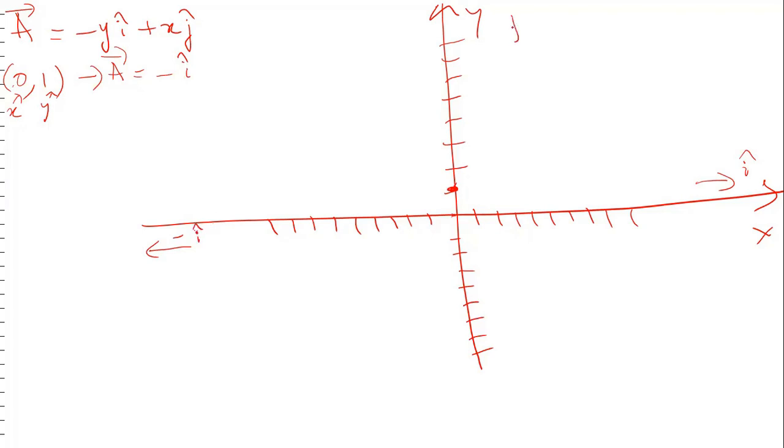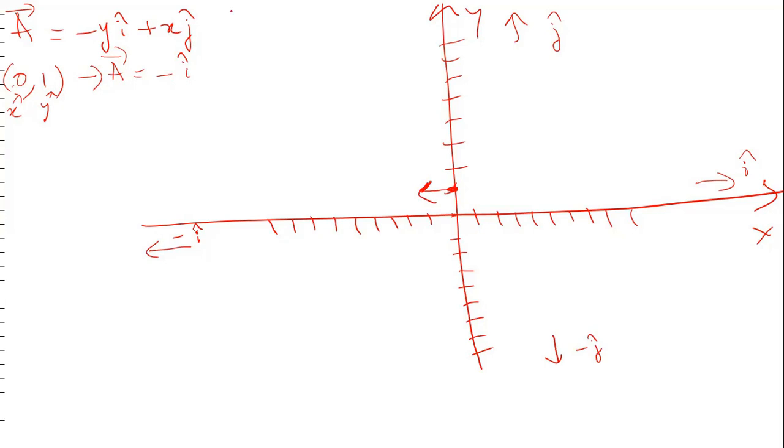Okay. Upward direction is plus of j cap, downward direction is minus of j cap. So at this point you will have a vector having unit magnitude. i cap is a unit vector, right? Having unit magnitude, but the direction is along minus of i cap. So you will have a vector like this.